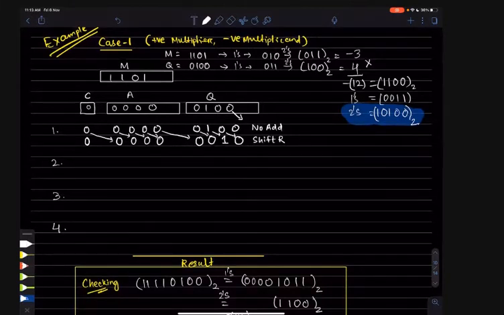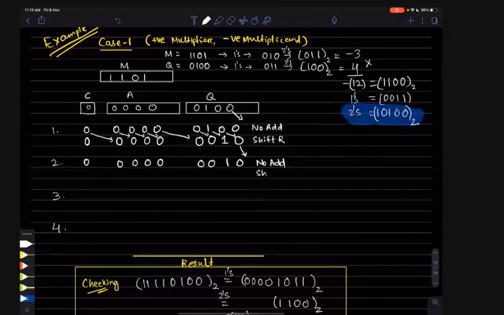What will be the second step? We have to check again the last bit, and we have seen that there is no add operation. 0 means no addition operation. So whatever the content inside the register, it will be same. Just copy the previous values. And obviously there will be a shift right.